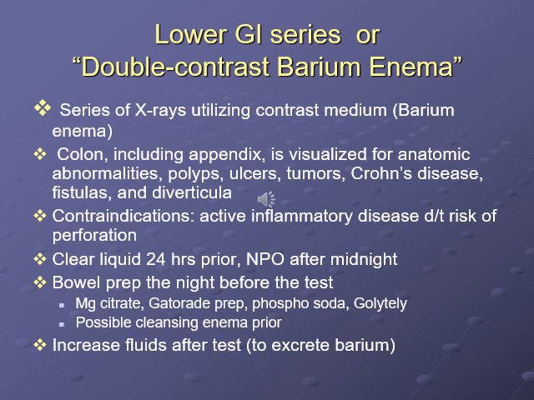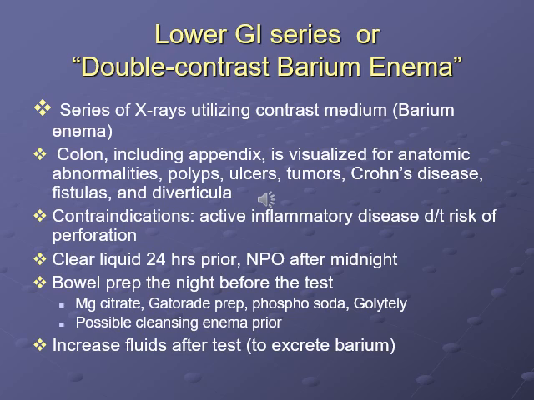So again, the biggest thing here is contraindicated if we think somebody has active inflammatory disease that we might perforate. It's going to be the same for colonoscopies and endoscopies. We wouldn't do that with active disease where we might perforate with the scope. Now this is just an x-ray, but they still had the barium, so it can be irritating, so it would still not be done if they have active known disease.